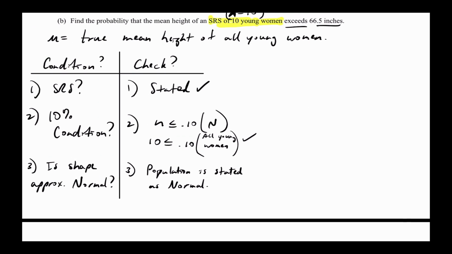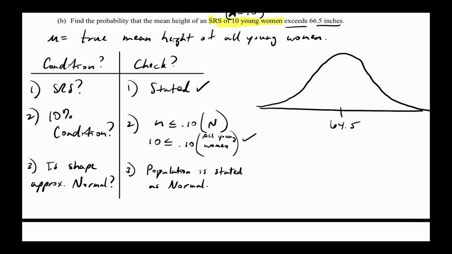Okay, that's step 2. Step 3. Let's draw a picture. The true center is still 64.5. I'm still trying to see if it exceeds 66.5. So the picture is going to look very similar to the last picture that I did for A.